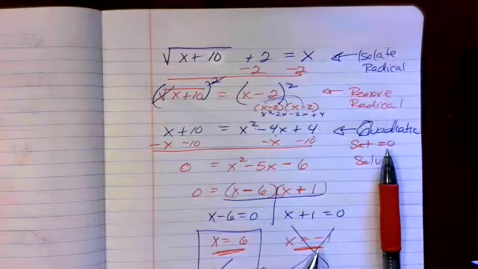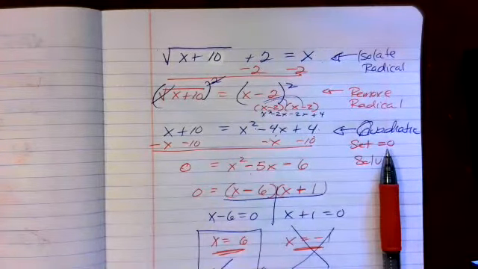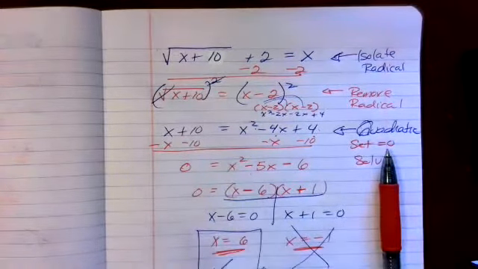And it's not because it's negative, it's because it didn't check. A lot of students, as soon as they see negative, they think it doesn't check. It has nothing to do with that. But it's the value after it's substituted into the original equation. That's how we check it.